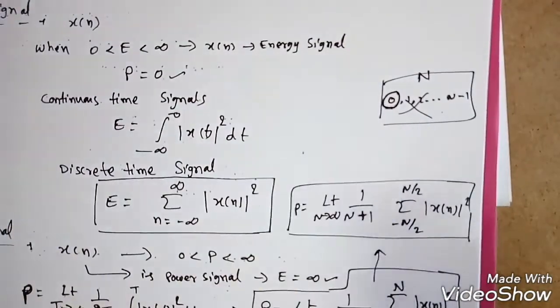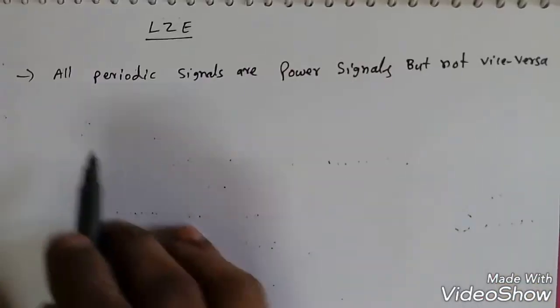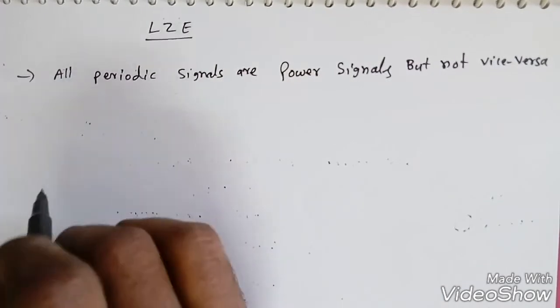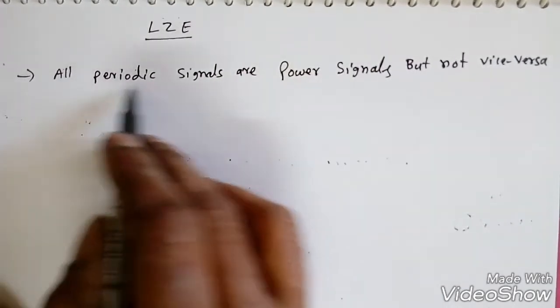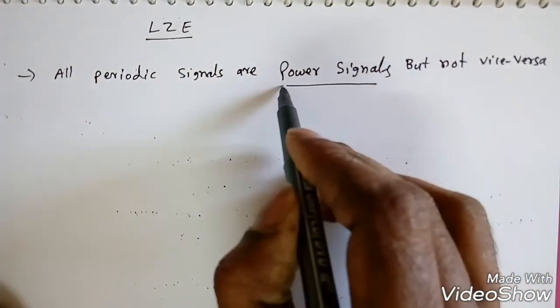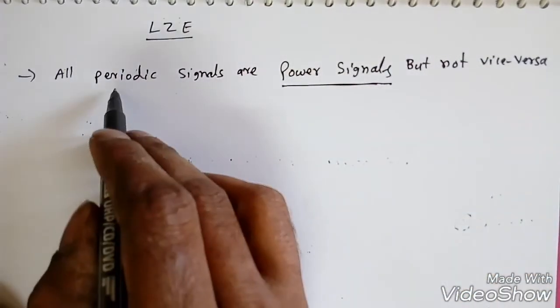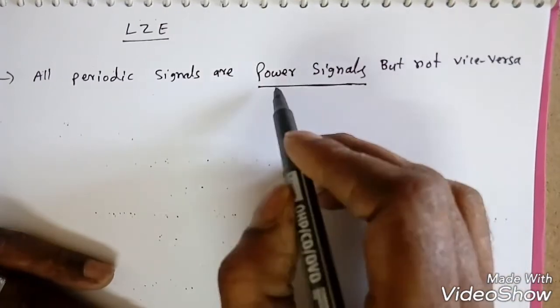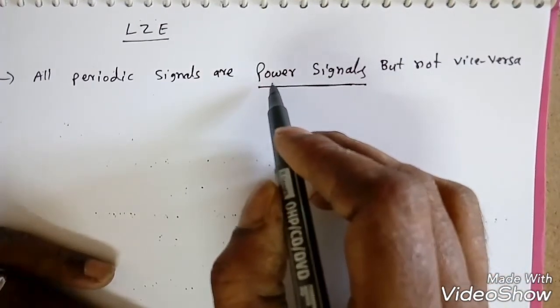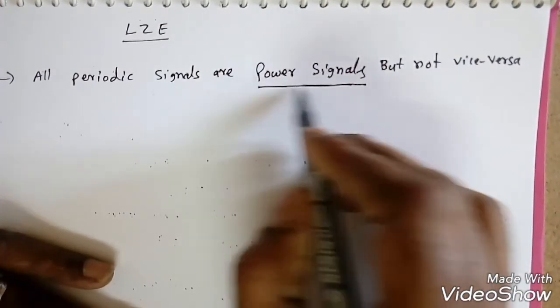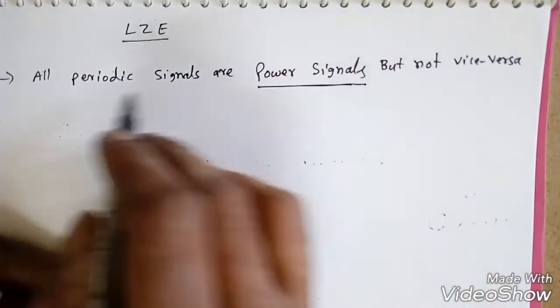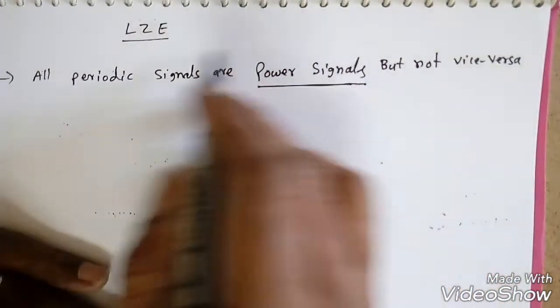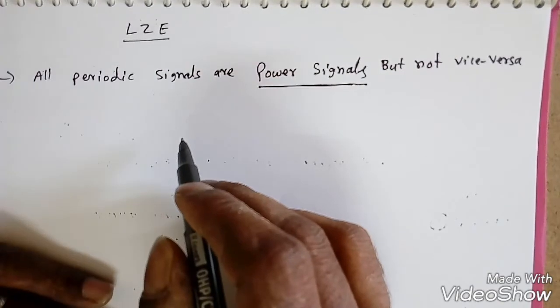So this is the power and energy formula. So I will give one statement about the periodic signals. All periodic signals are power signals, because the power will be finite for periodic signals, but not vice versa. So if some signal has finite power, it may not be a periodic signal. That case we have seen in the continuous time signals, right?